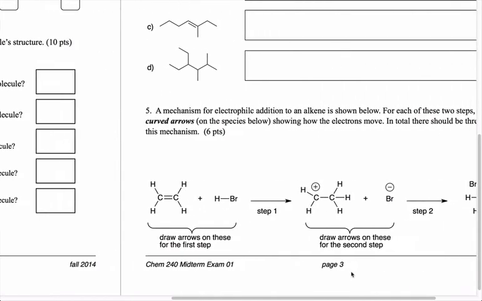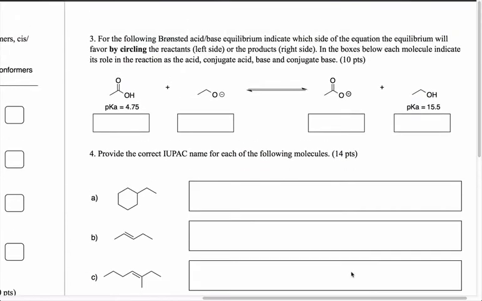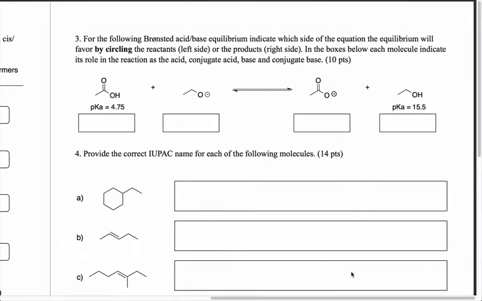Okay, moving on to problem 3. Problem 3 is an acid-base reaction, and there are several things I asked in this problem. One is to determine the position of the equilibrium by circling the side of the equation that the equilibrium lies on. If you're looking for the equilibrium position, you look for the side that is the weakest acid or the most stable species. In this case, we have an acid on the left and an alcohol on the right.